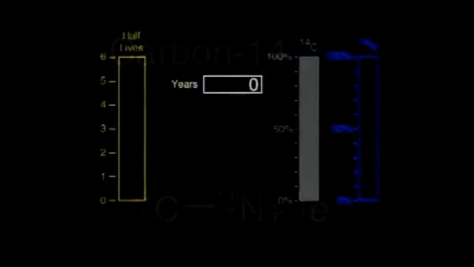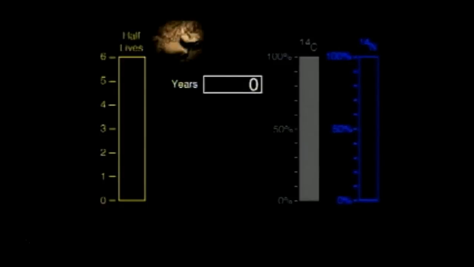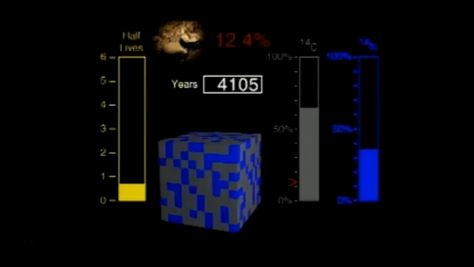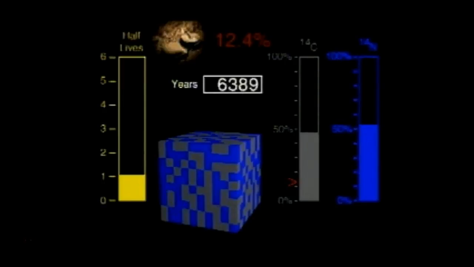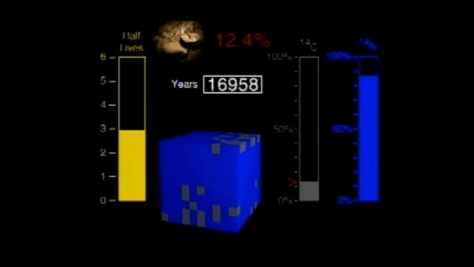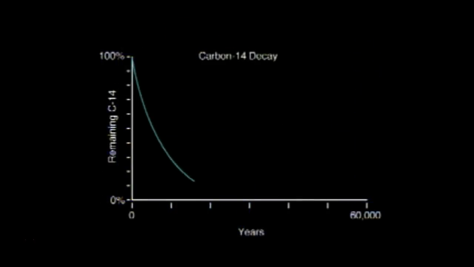atom. The average time for half of a group of carbon-14 atoms to decay is 5,730 years and is called a half-life. Your bone amulet is found to contain only 12.4% of carbon-14. How old is the artifact? The level of 12.4% indicates that 3 half-lives have passed. 3 half-lives times 5,730 years is 17,190 years old. Carbon-14 samples can be accurately dated up to 60,000 years old.